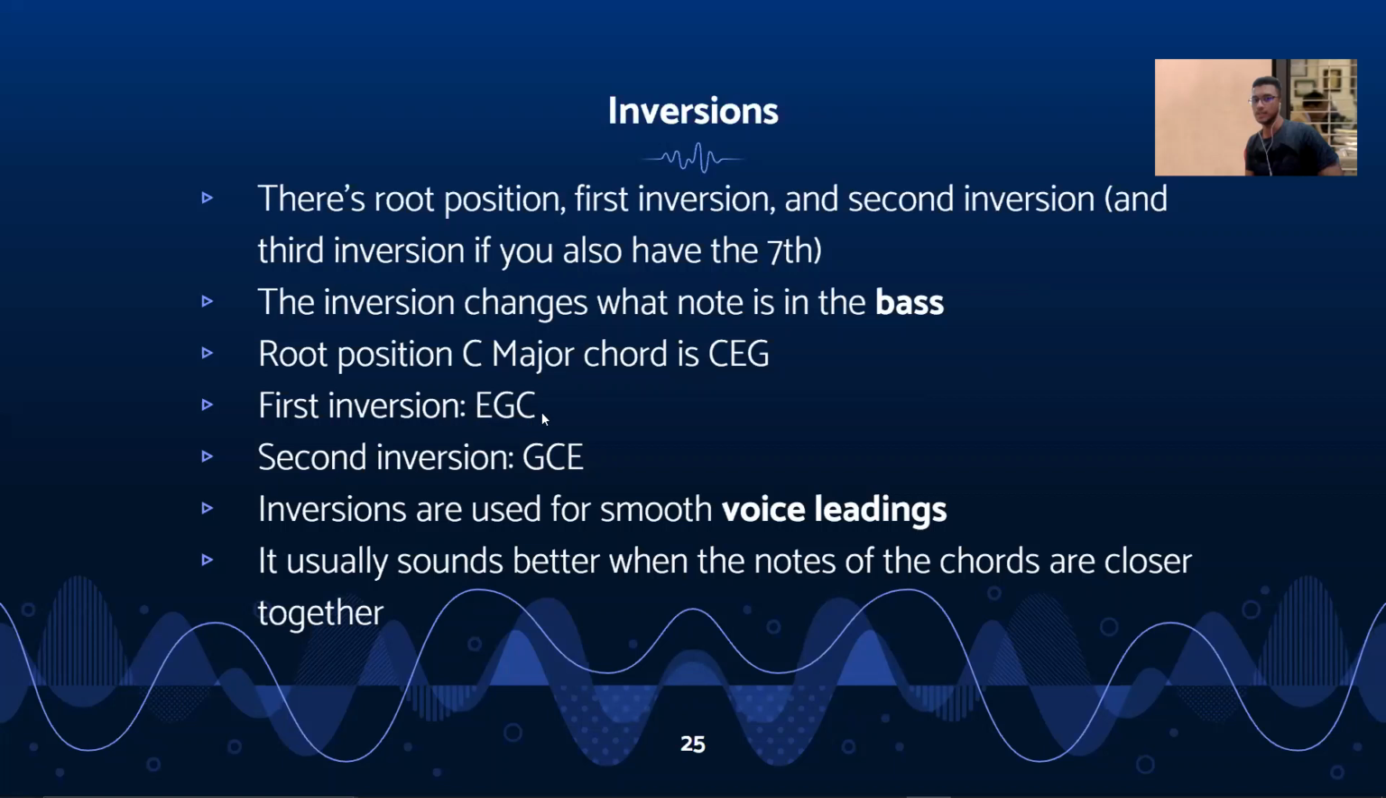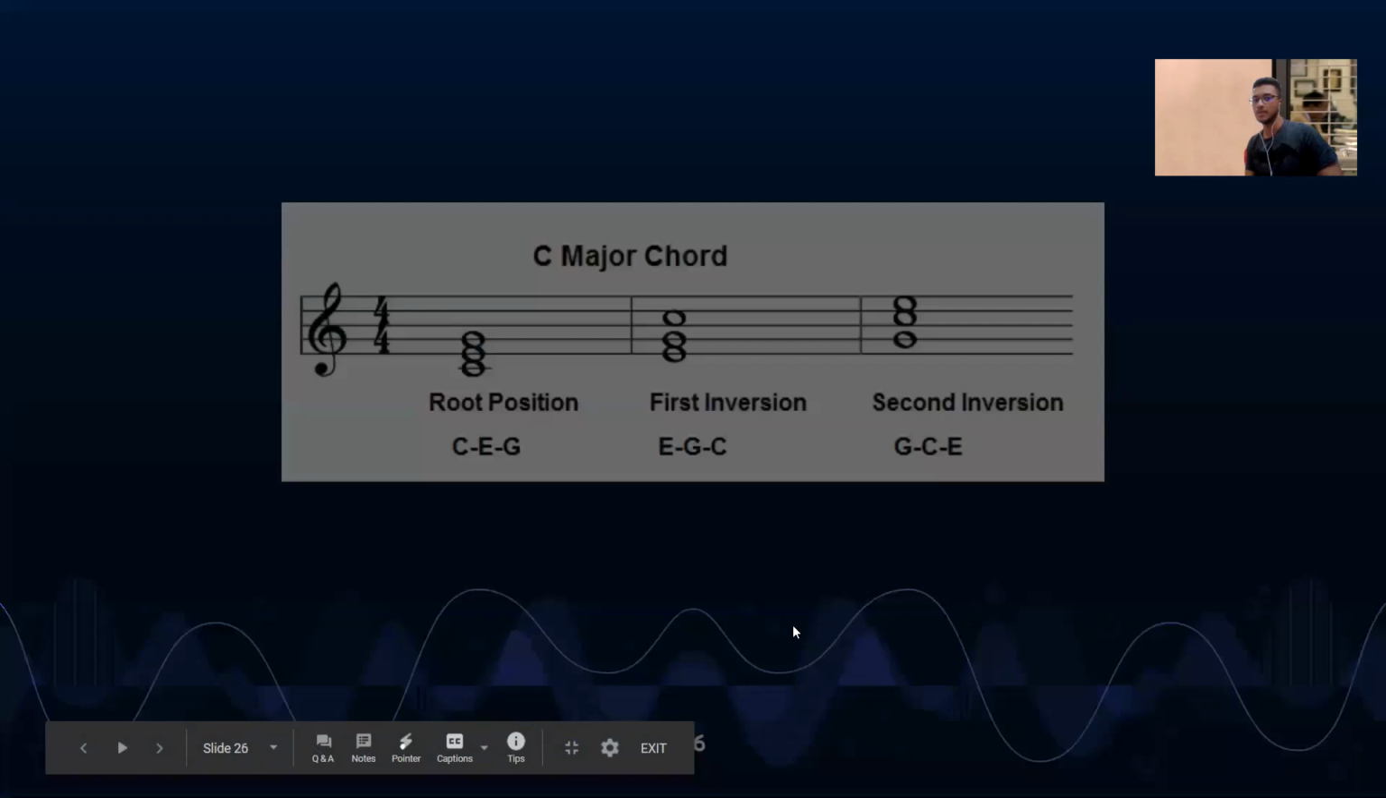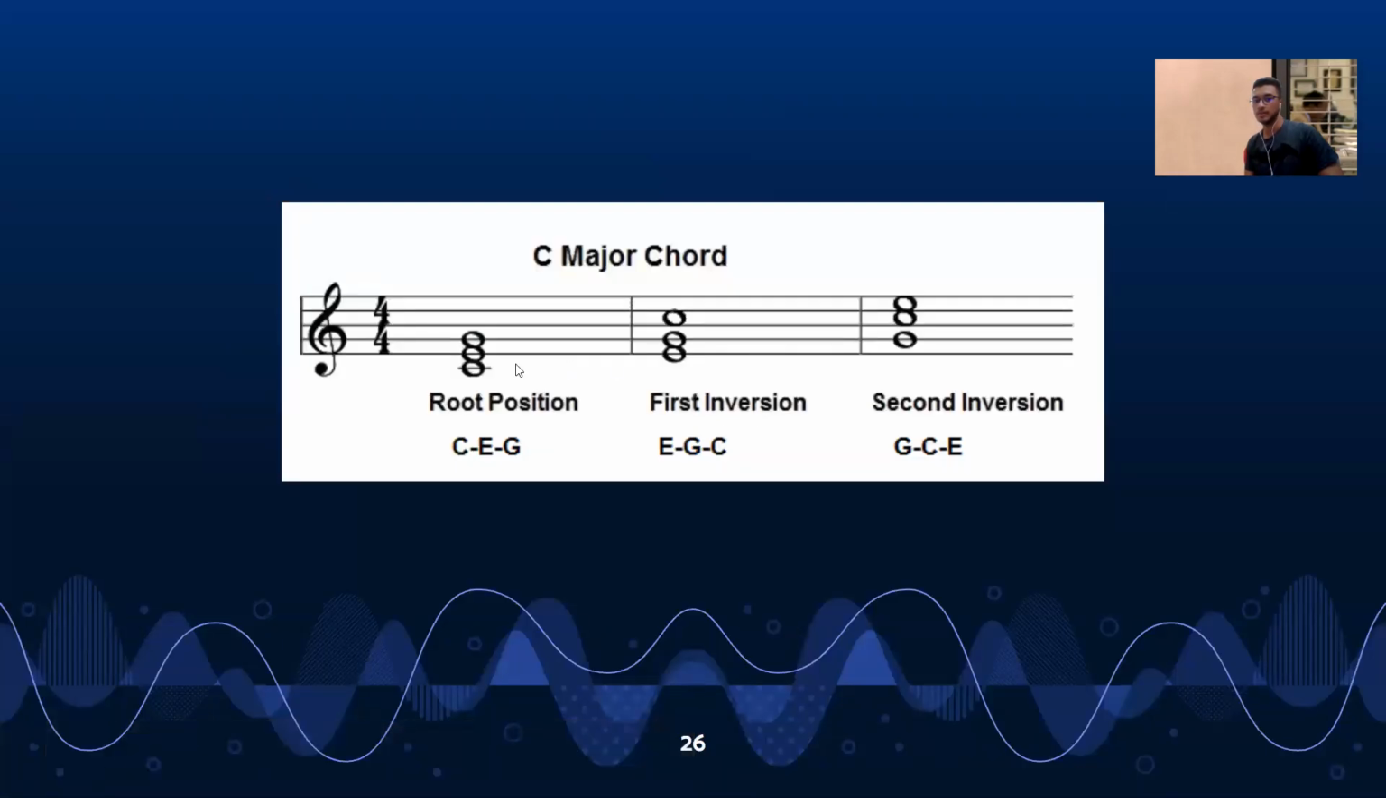First inversion would be E, G, C. So you put the C over here, and the E becomes the bass. A second inversion would be G, C, E. So yeah, here's a visualization of that.